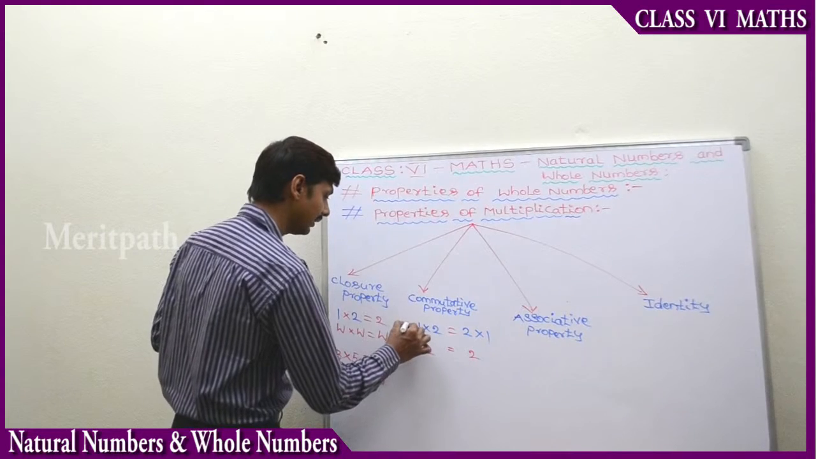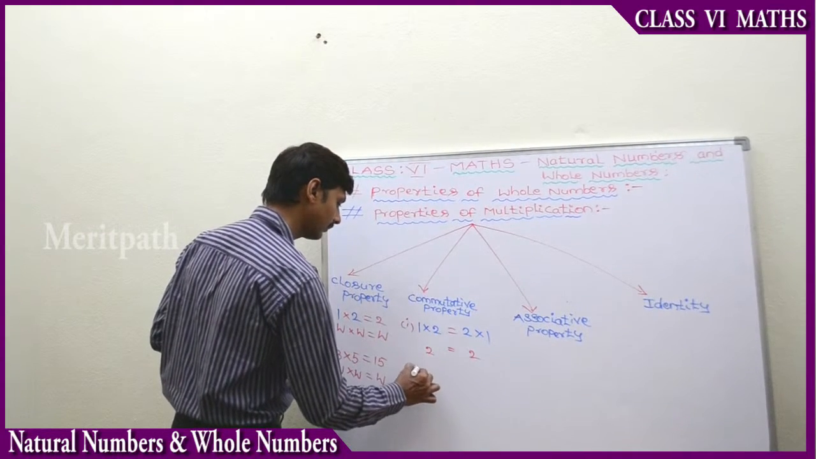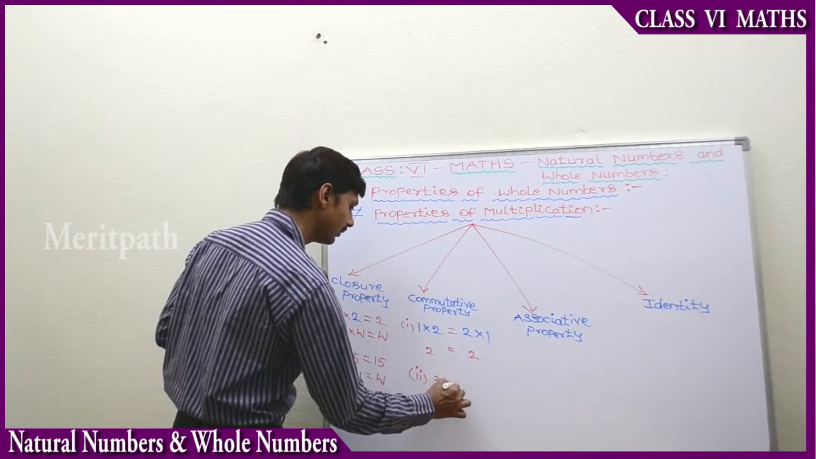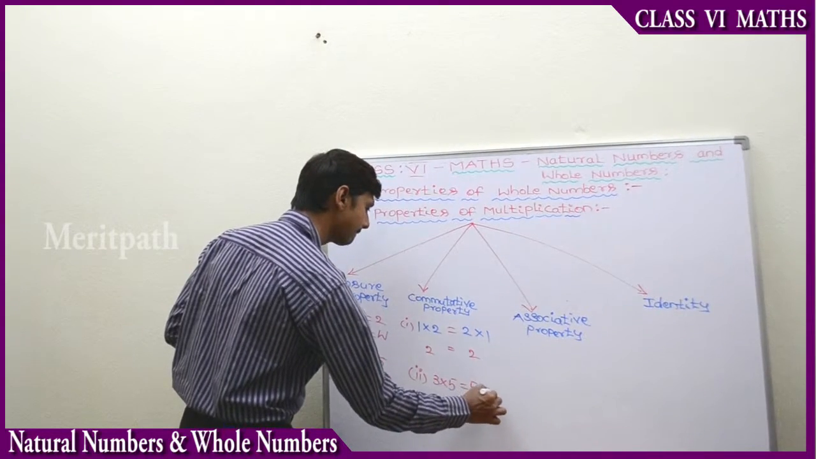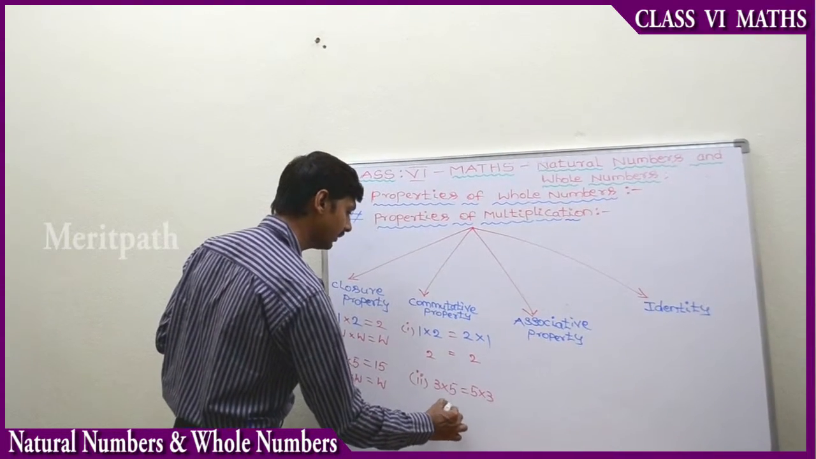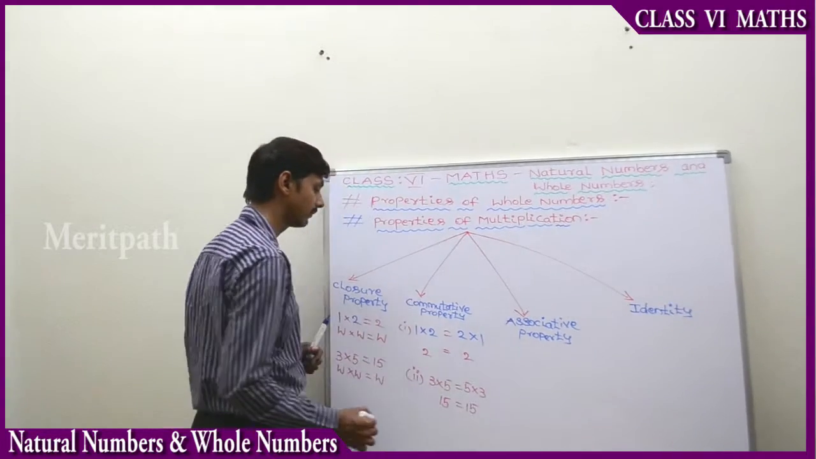So let's take another example. 3 into 5 is equal to 5 into 3. So 3 into 5 is 15, and 5 into 3 is 15.